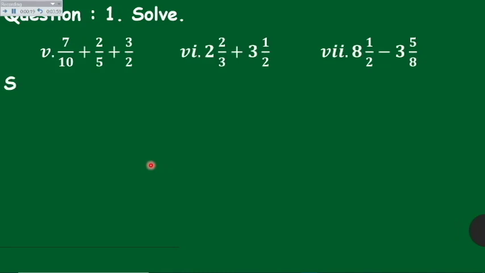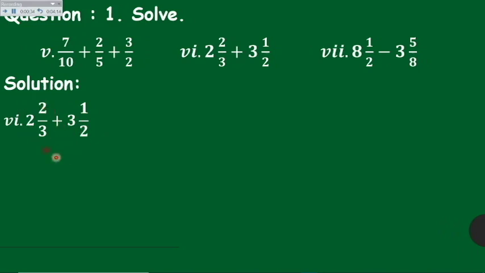I'm going to start with question number 1, solve sixth part. So here the question is 2 whole 2 upon 3 plus 3 whole 1 by 2. How do we have to do this question?